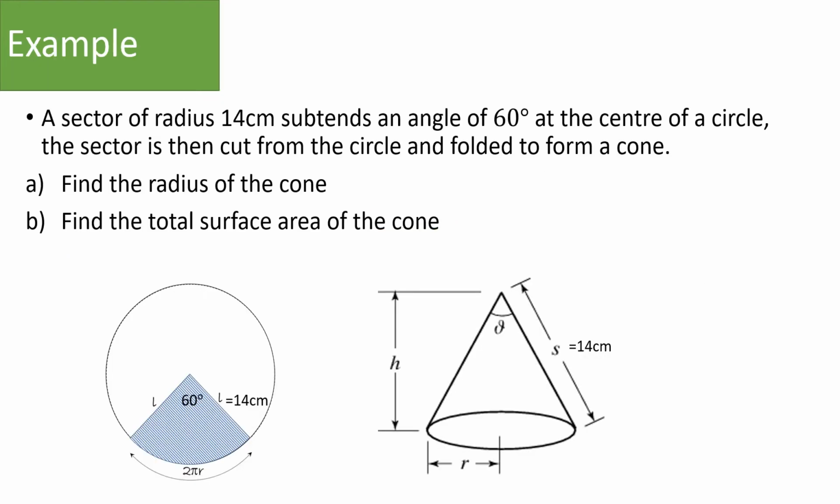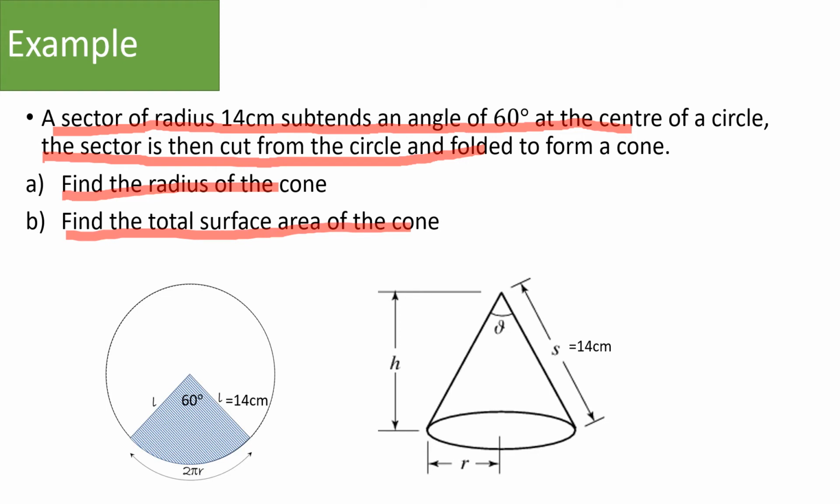Let's take a sector of radius 14 centimeters that subtends an angle of 60 degrees at the center of a circle. The sector is then cut from the circle and folded to form a cone. We have to find the radius of the cone. Then also we have to find the total surface area of the cone.